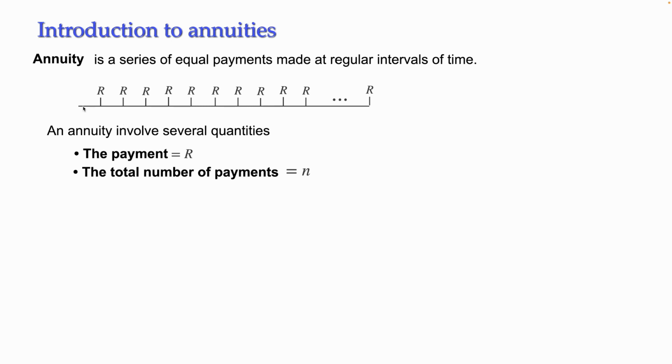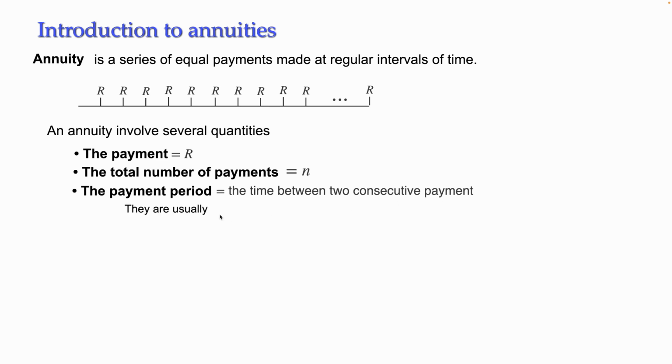Another important quantity will be the time between two payments. That is called the payment period. And usually, in any annuity, this payment period could be a month or could be a quarter. So we say that the time between two consecutive payments could be monthly, could be quarterly, could be semi-annual, or could be annual. So you are making payments every year.